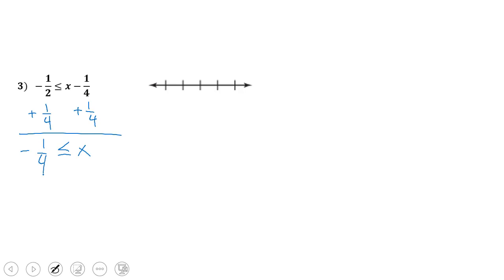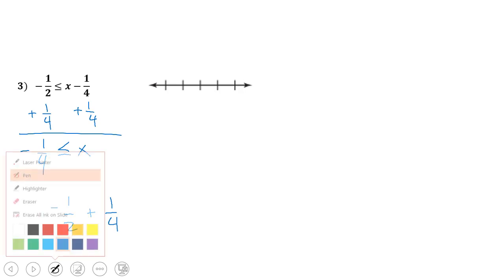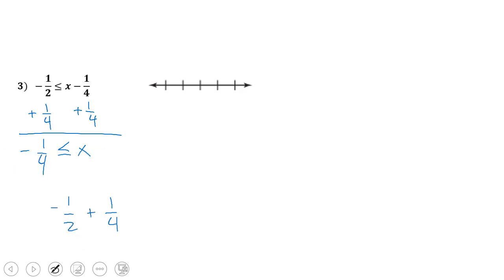And I know that negative 1/2 plus 1/4 is going to give me a negative 1/4. I can work that out for you. Negative 1/2 plus 1/4, changing this to fourths. And I would say that this is negative 2/4. A negative 2/4 plus 1/4 would give me a negative 1/4. So my inequality says that negative 1/4 is less than or equal to x.